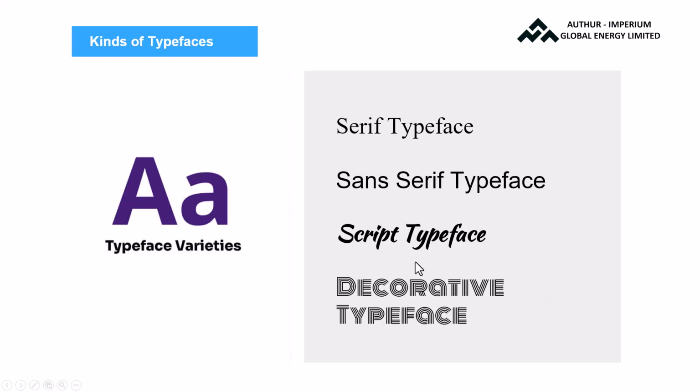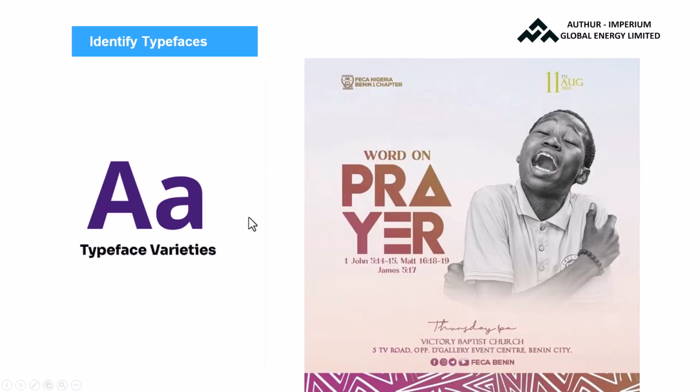Then script typefaces are the ones that look like handwriting, mostly used for anything that deals with things like wedding cards, love letters, those kinds of things. They are called script typefaces. Then decorative typefaces are the ones that have a decorative feeling to them. So these are four major kinds of typefaces that you will encounter as a designer. So let's identify typefaces on these designs.